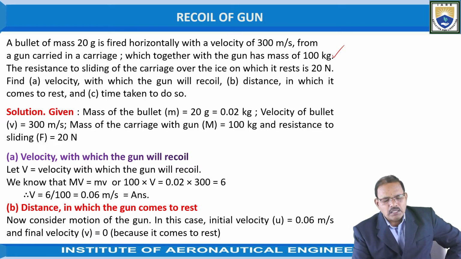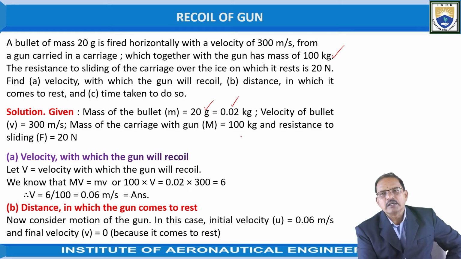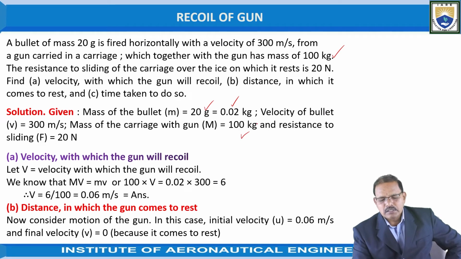Okay, in this problem, the mass of the bullet is given as 20 grams, which is equal to 0.02 kg. The velocity of the bullet is given as 300 meters per second. The mass of the carriage with the gun is given as 100 kg. And the resistance to sliding is given here, F is equal to 20 newtons.